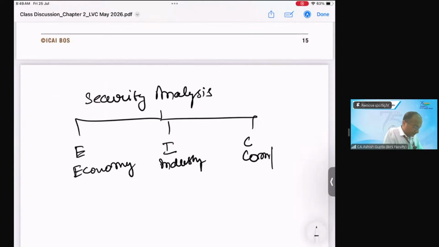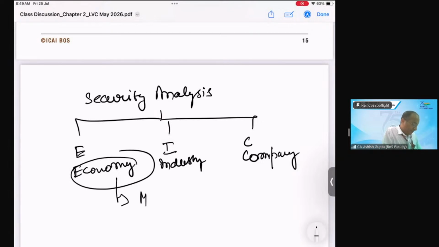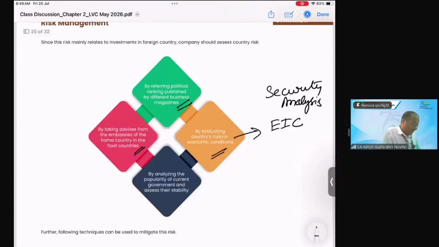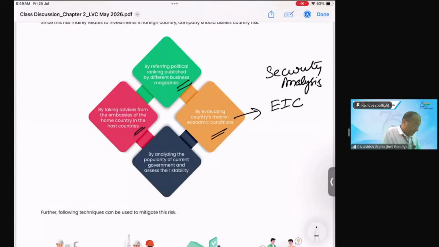It is one of the first steps in making an investment. That's why in economy analysis we refer to the macroeconomic factors, which are analyzed before making any investment. Then, analyzing the popularity of the current government and assessing its stability is a very important factor. If the government is likely to be less popular, it means some political problem is likely to take place, so we have to avoid this kind of risk.